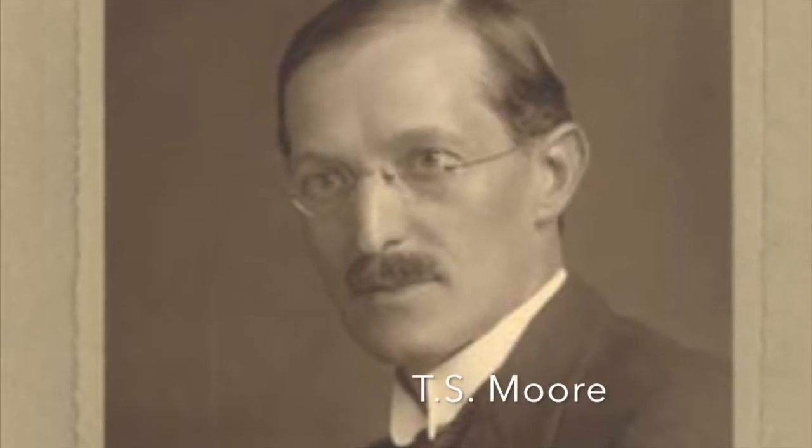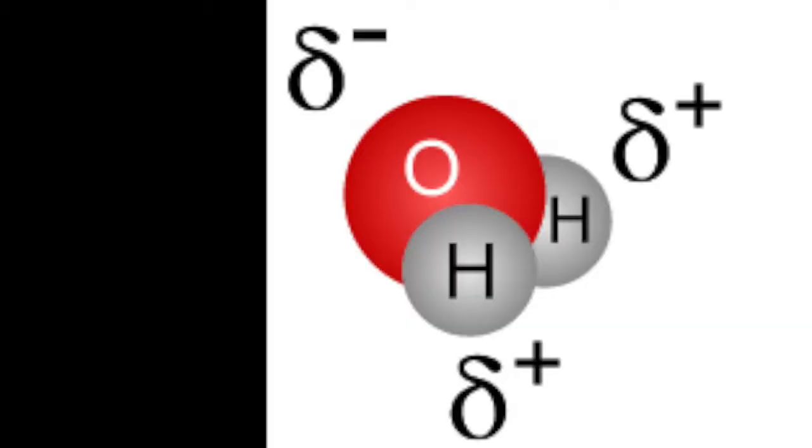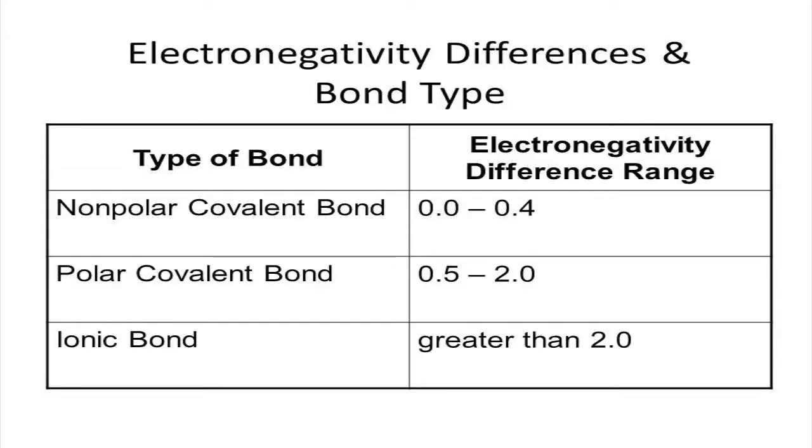Because of Moore and Windmill, and Latimer and Rodebush, and Pauling, we have the theory of hydrogen bonding to explain water. Water is a polar covalent molecule with a slightly positive pole near the hydrogen atoms and slightly negative pole near the oxygen atom. Oxygen has a greater electronegativity than hydrogen, but the difference between is small enough that it is a covalent bond.